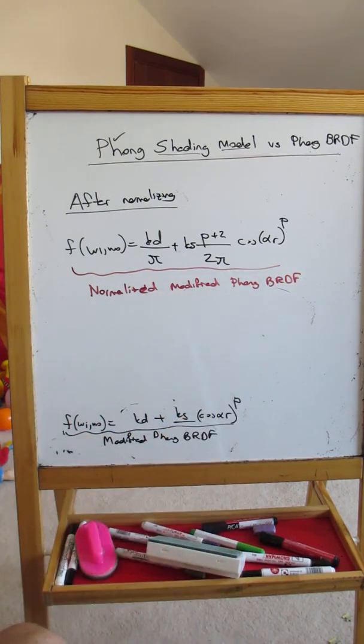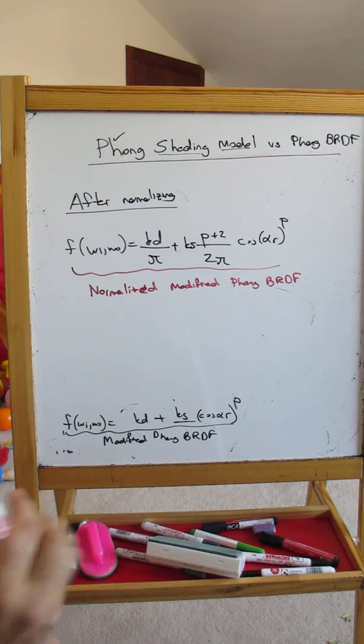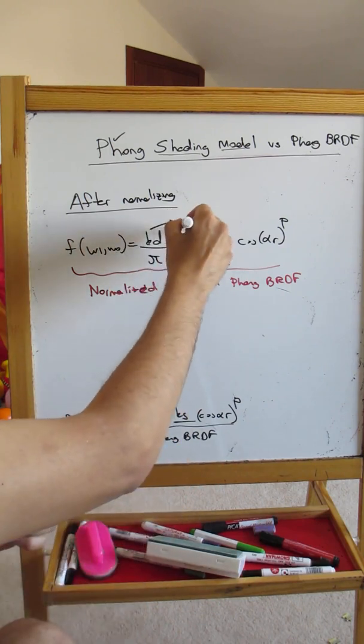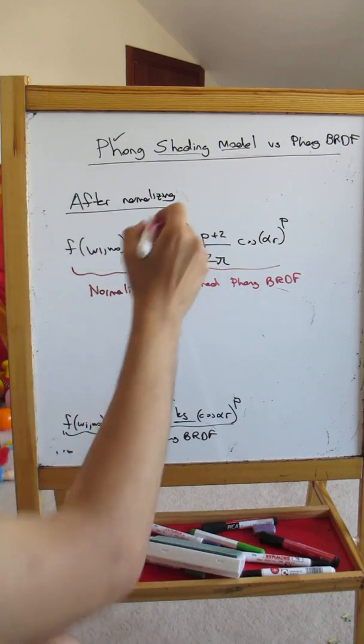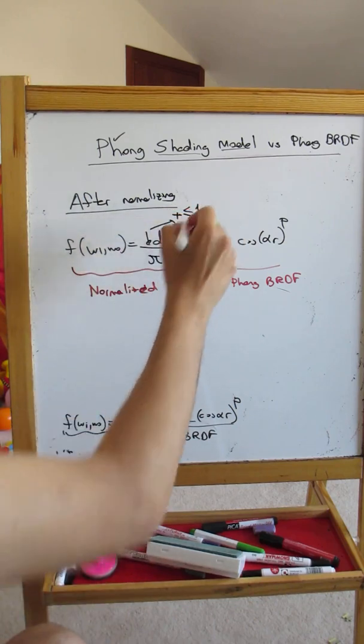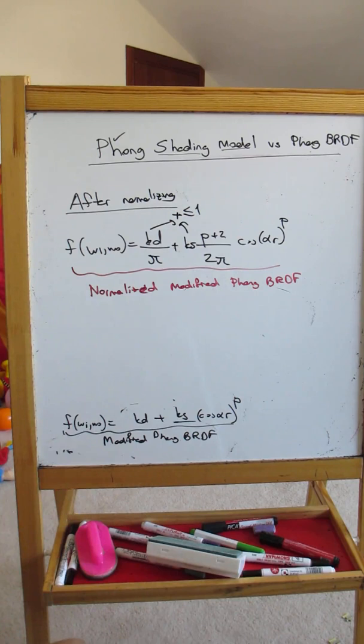But we have this condition, right? KD and KS, their sum should be less than or equal to 1. If their sum is less than 1, it means there is some absorption. If they are equal to 1, there is no absorption. All the incoming light is reflected. So this is the modified Phong BRDF.